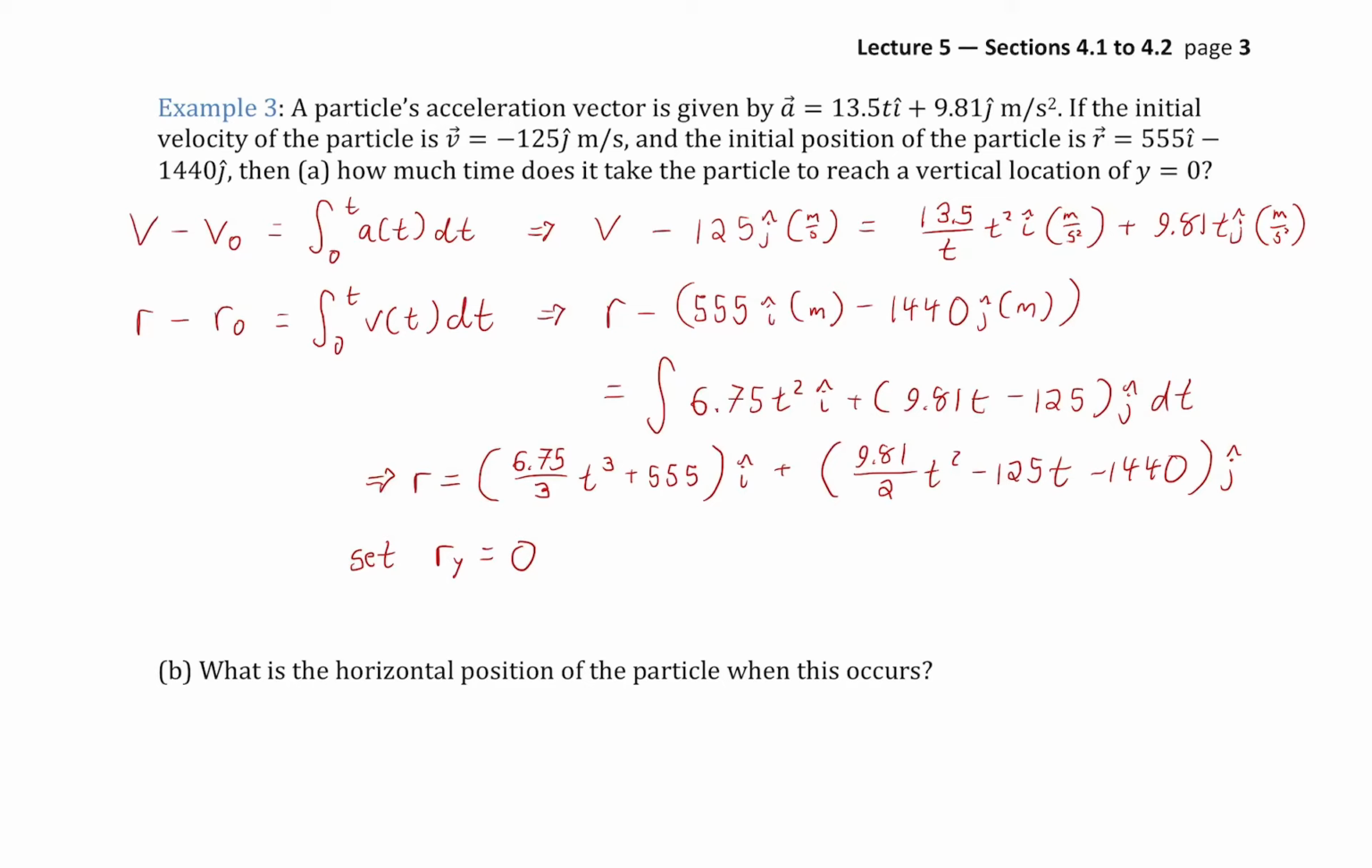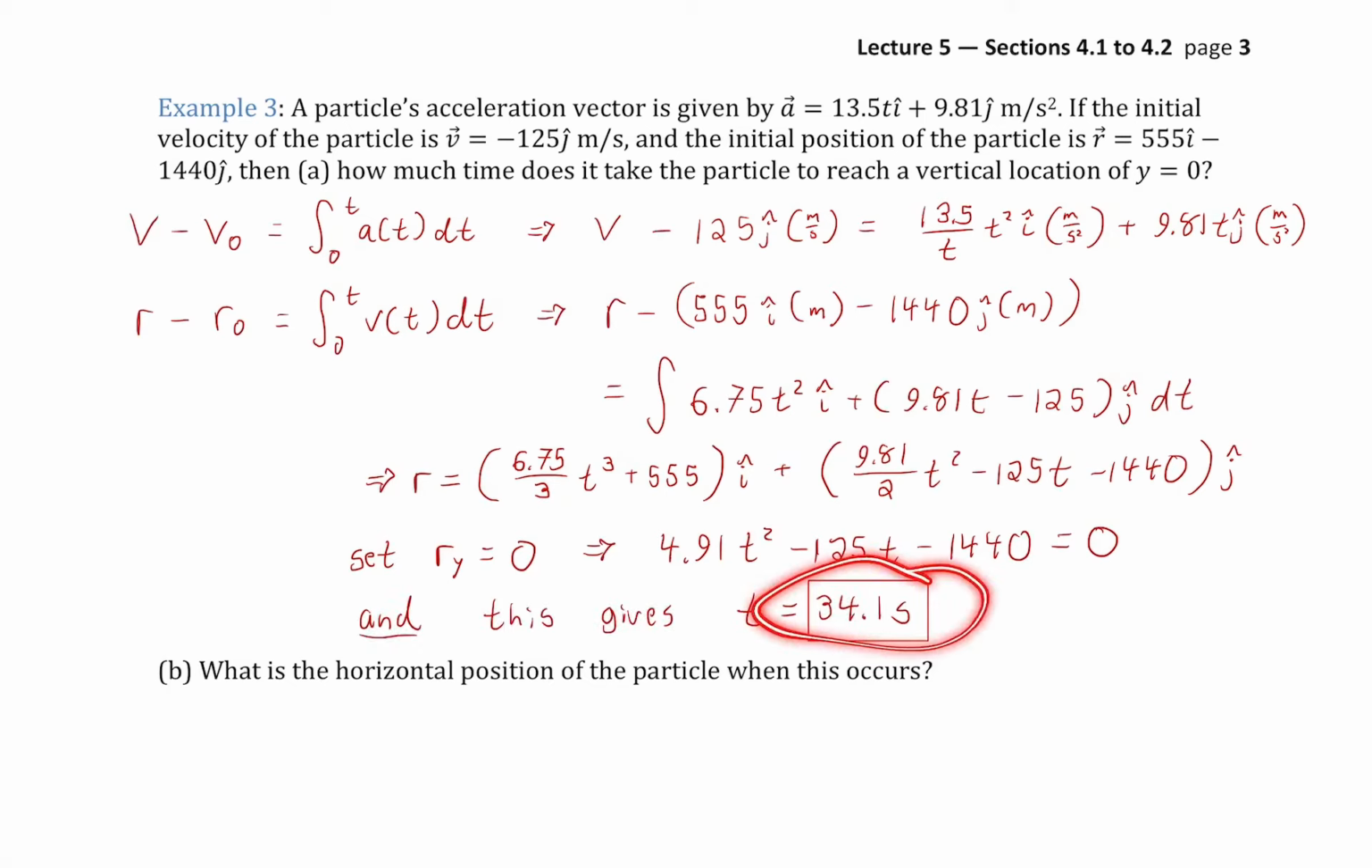The one I care about initially is in fact the y one, the one where the acceleration was constant. So all I have to do is set this function that's attached to the j hat unit vector equal to 0 and solve for t. That's all I'm going to do here. And when I solve for t, I get 34.1 seconds. So that's telling me that this particular particle will take 34.1 seconds to get to a location of y equals 0, starting with an initial location of negative 1440 and the other initial conditions of negative velocity and non-constant acceleration.